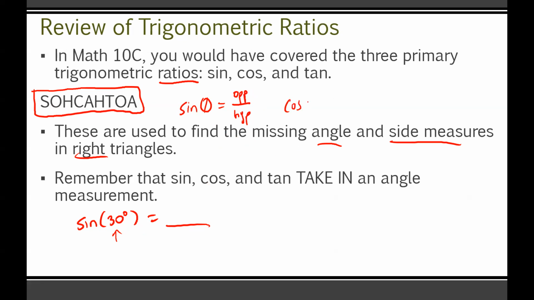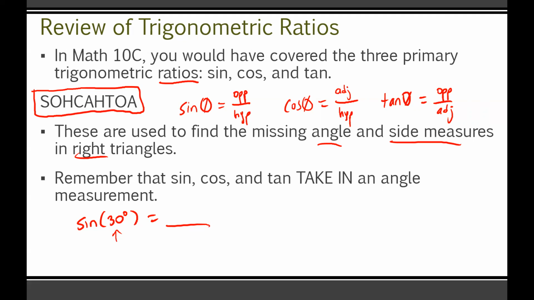Cosine, the next part of SOHCAHTOA, is AH, which means it's the adjacent side. So the side that touches the angle, but isn't across from it, and also isn't the hypotenuse. It's your adjacent side divided by your hypotenuse. Lastly, TOA means tan, once again taking in an angle, equals your opposite side divided by your adjacent side. I don't have a formula sheet right in front of me, but I think these trig ratios are actually given to you in your formula sheet, but if they aren't, SOHCAHTOA is a really nice way of memorizing which one is which.